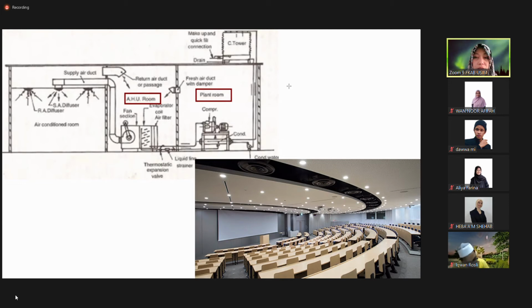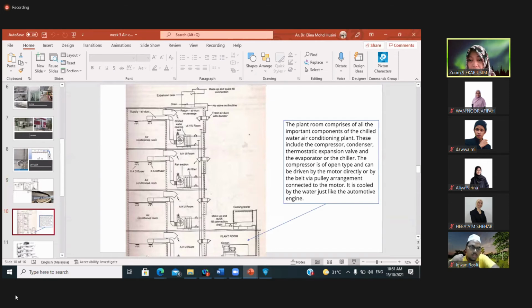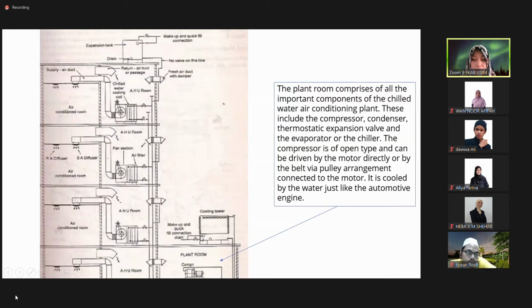Okay, when you design, this is to determine whether your area is using a central air conditioning system. Okay, look at here. Look at this one. The plant room comprises all the important components. Why do you need a plant room? Kat sini you need all the important components of the chilled water air conditioning plant.